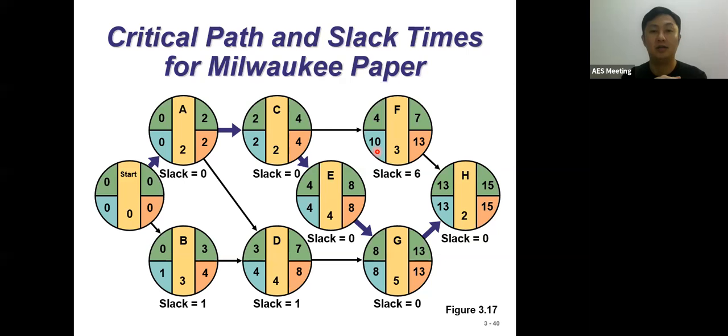The critical path is made of the critical activities that join from the start until the end. Therefore, we have activities A, C, E, G, and H here. This is the critical path, based on all the slack times equal to 0.